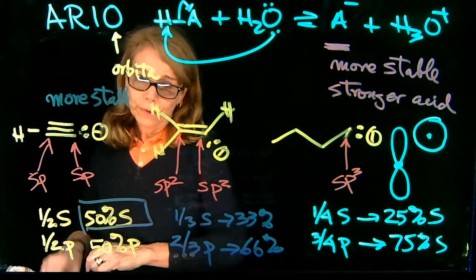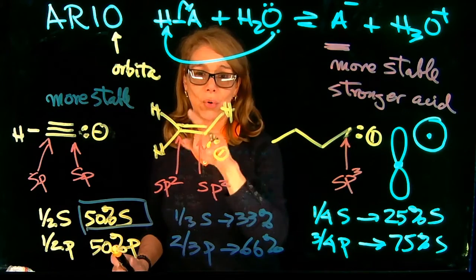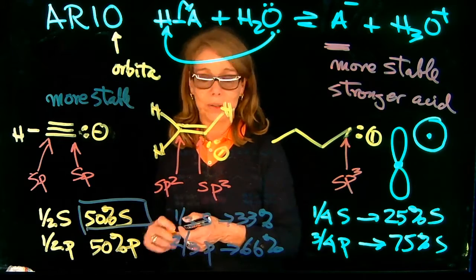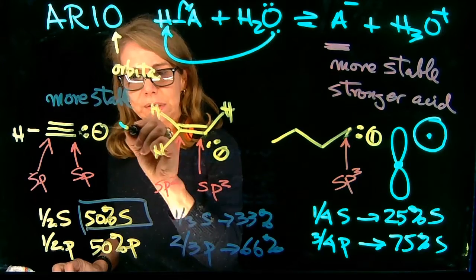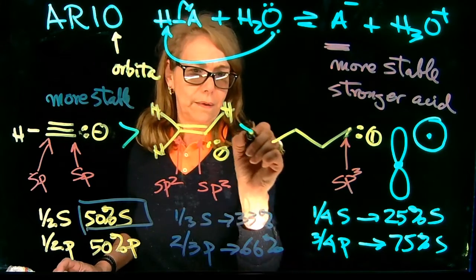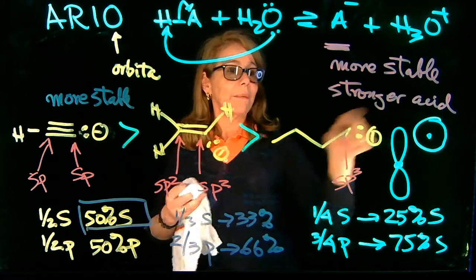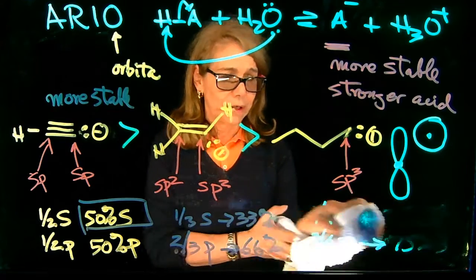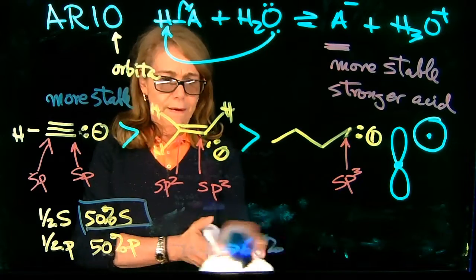So I'm going to rank those in stability. The closer to the nucleus is the negative charge, the more stable the anion will be. So this anion is more stable than this, and this is more stable than the other. And the more stable the conjugate base, the stronger the acid. So now I'm going to rank those in acidity using that explanation.